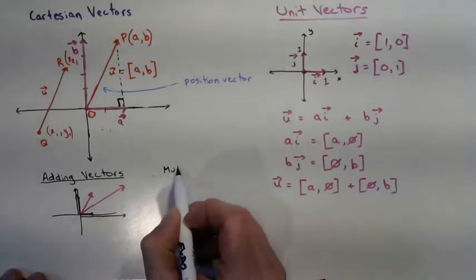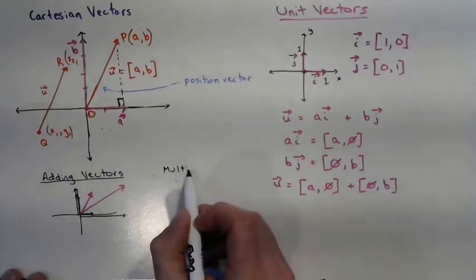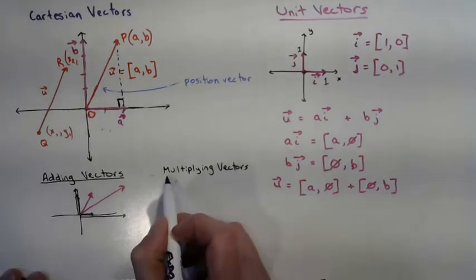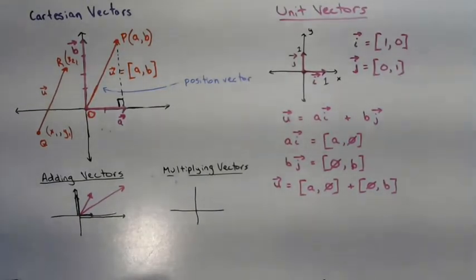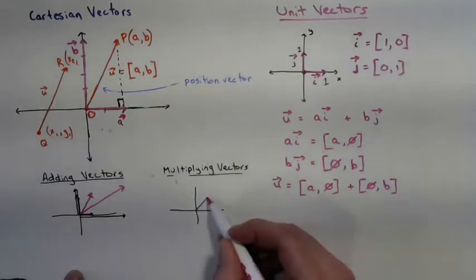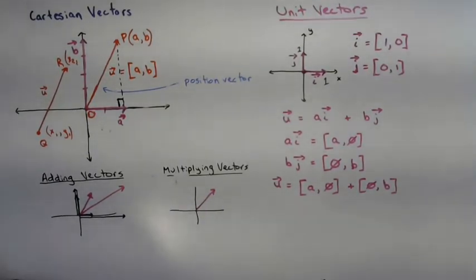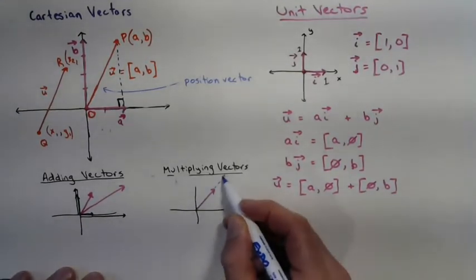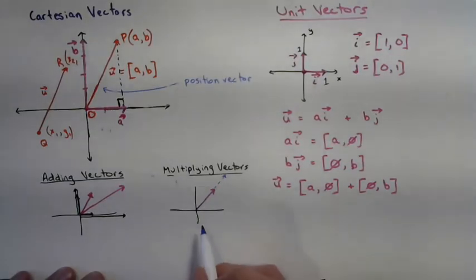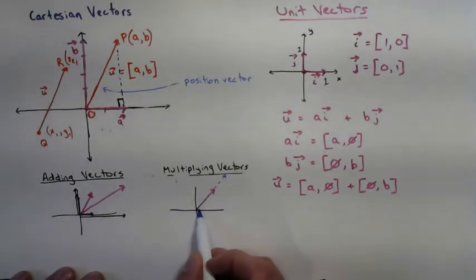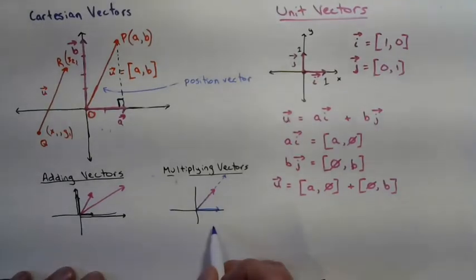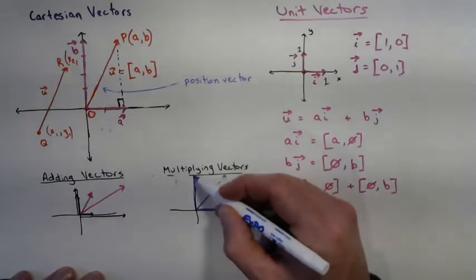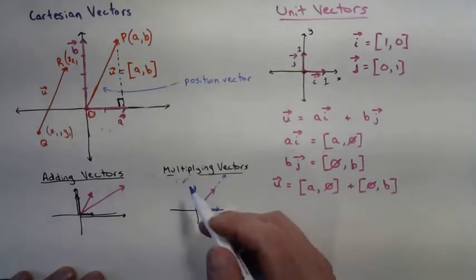Well, what about multiplying a Cartesian vector? Again, we can think of a single vector in terms of its horizontal and its vertical components. If we wanted to multiply this vector, heading in this direction, by a fraction or by a whole number, all you're doing is thinking about the horizontal component vector, and you're going to multiply that, and think about the vertical component vector.